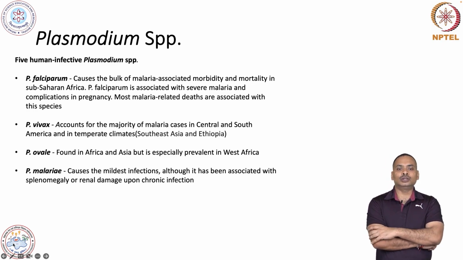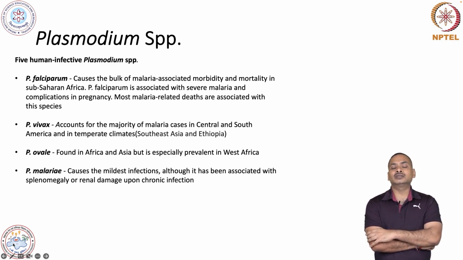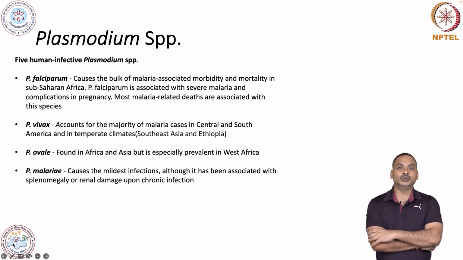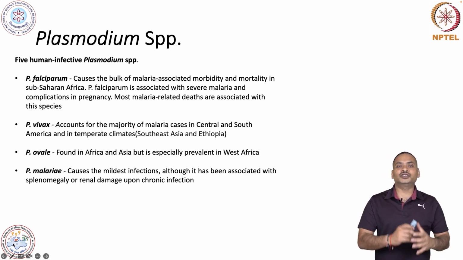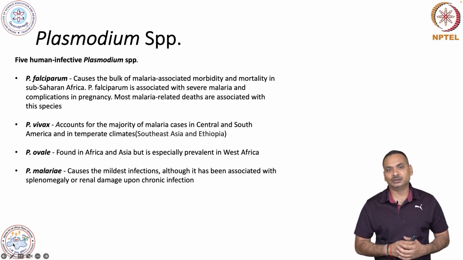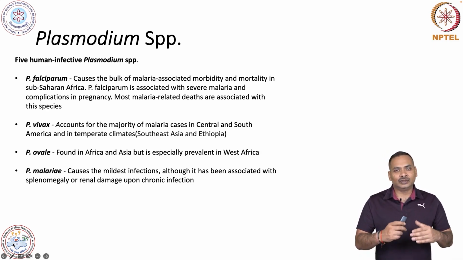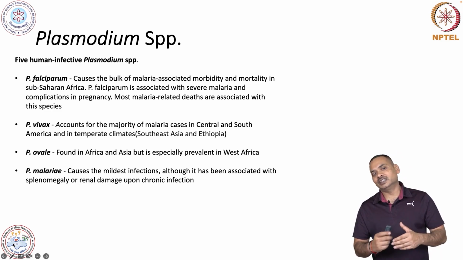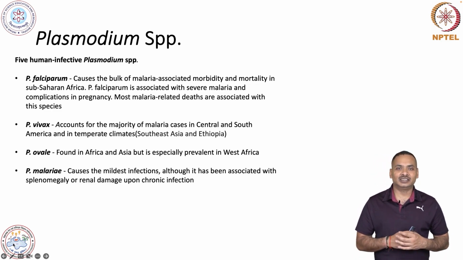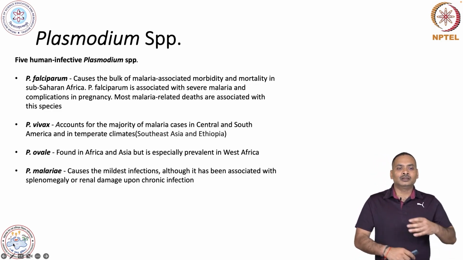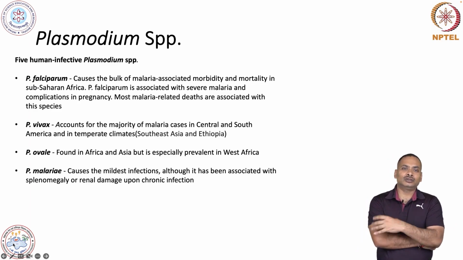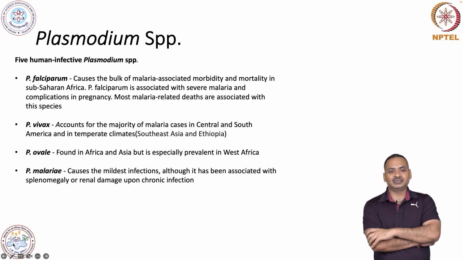Although it has been associated with splenomegaly. Splenomegaly is a situation where the size of the spleen is enlarged. Once I explain the life cycle, then you can understand how this splenomegaly can take place. Or renal damage. So, they also damage the kidneys upon chronic infection.